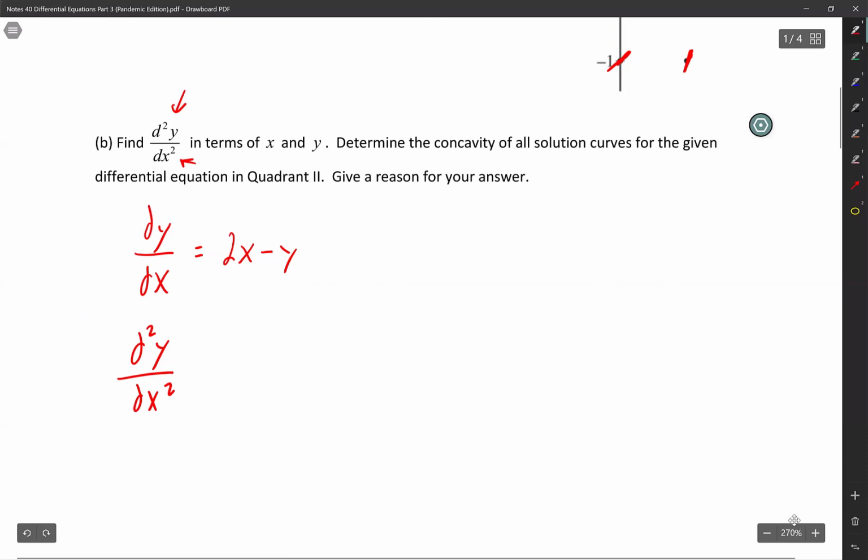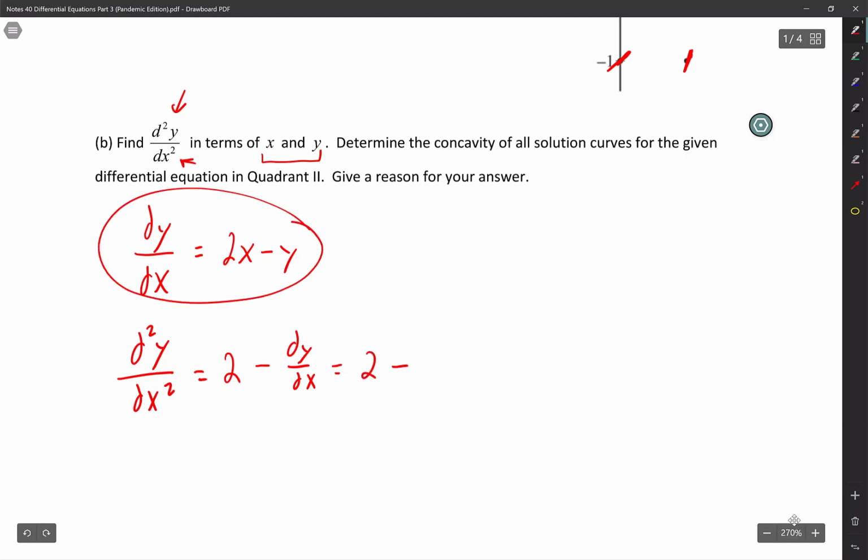Okay, so let's take the derivative. The derivative of 2x is 2. And then the derivative of y with respect to x is dy dx. Do not leave it like that, in terms of x and y. So we're going to write 2 minus, and I write back what dy dx is, 2x minus y. If you want to leave it like that, that's okay, I think. I'm going to go ahead and distribute that: 2 minus 2x plus y.